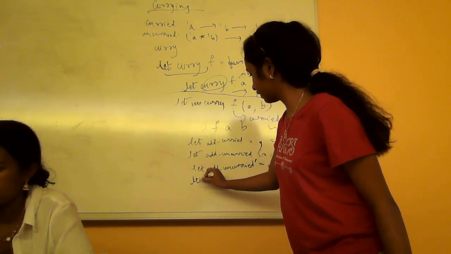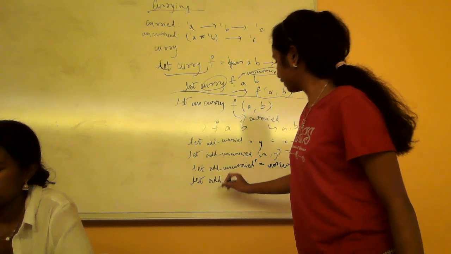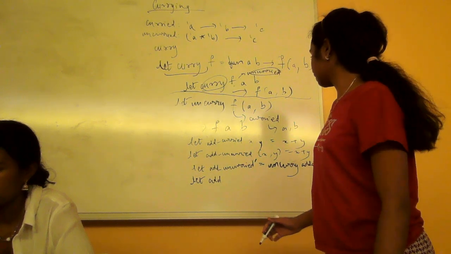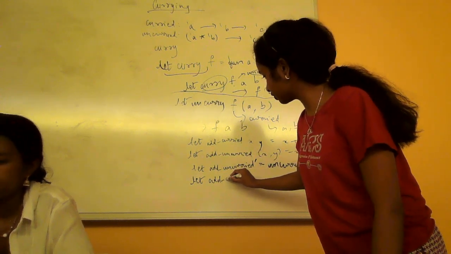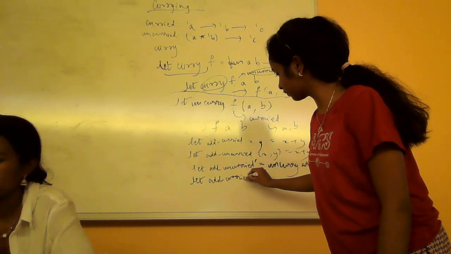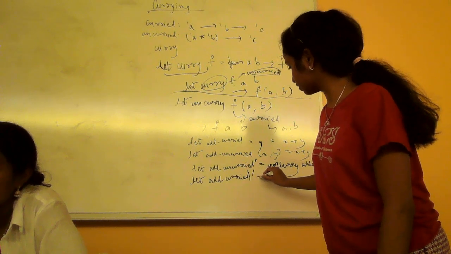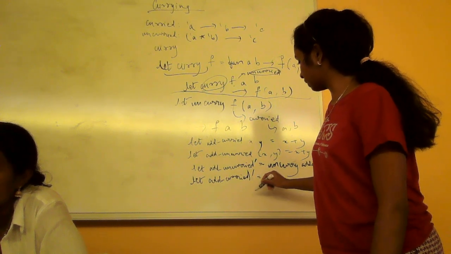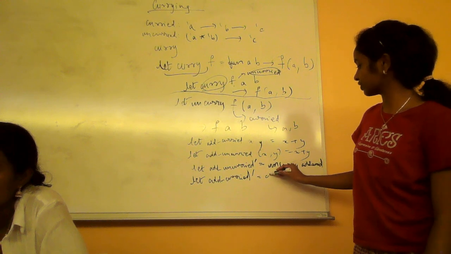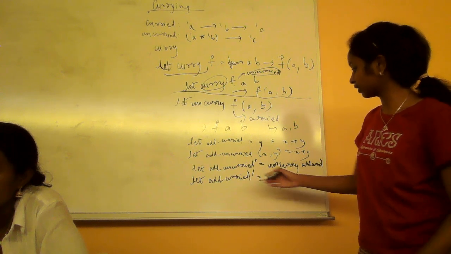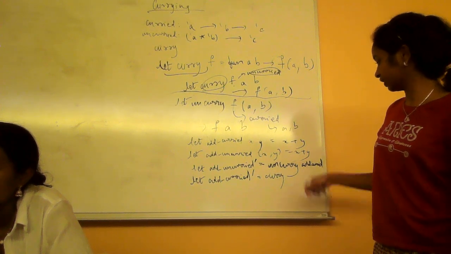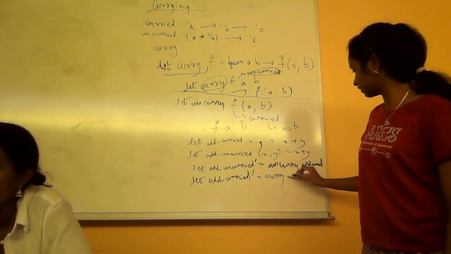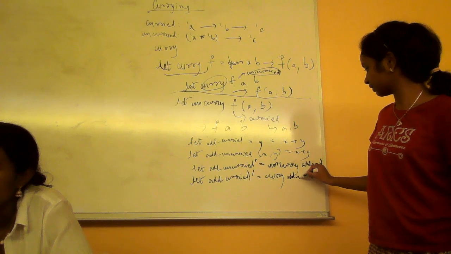So let's suppose we want to convert the uncurried version to the curried version. We just take a new function, let add curried slash. That will just be curry because we want to curry. We intend to curry an uncurried function, which will be add uncurried.